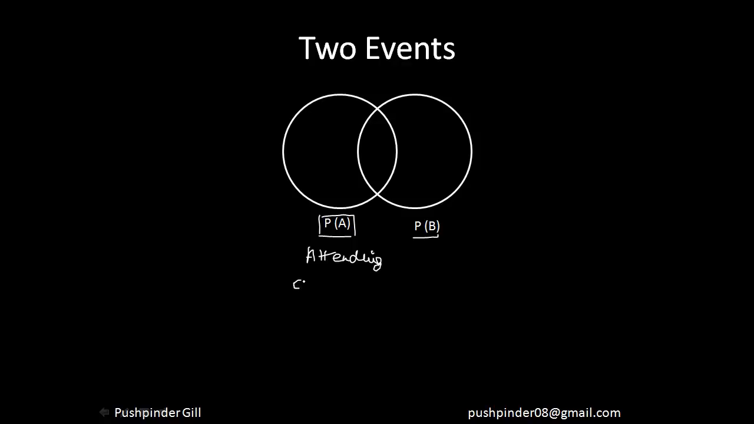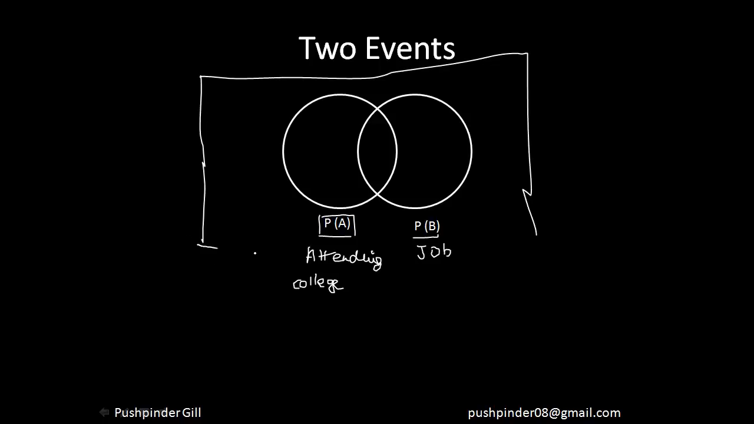Fine. This is the event of me attending the college, and let's suppose this is the event of me getting a job. So this circle over here represents that I am going to attend a college, and this represents that I am going to get a job, right? Let me make the universe as well. Let's suppose this is the complete universe, which pretty much has everything.